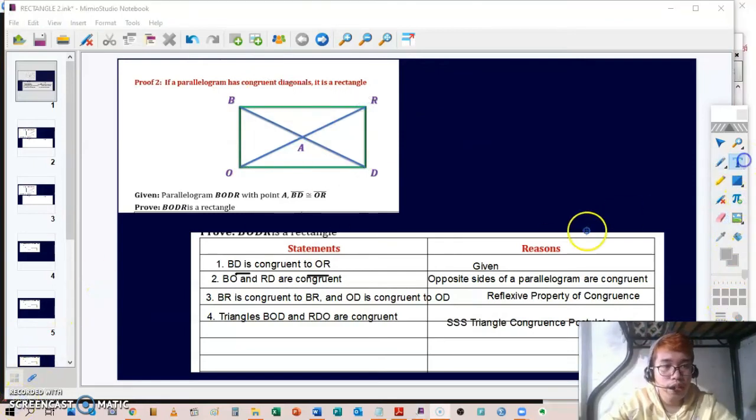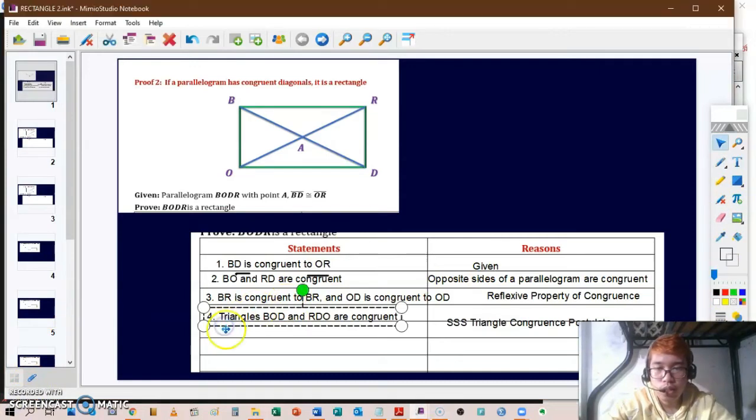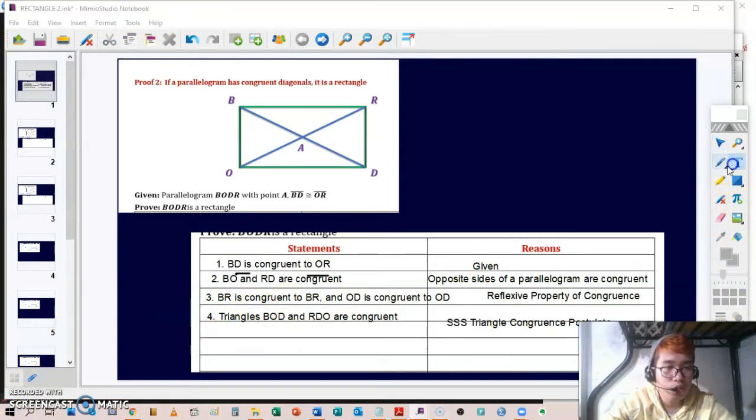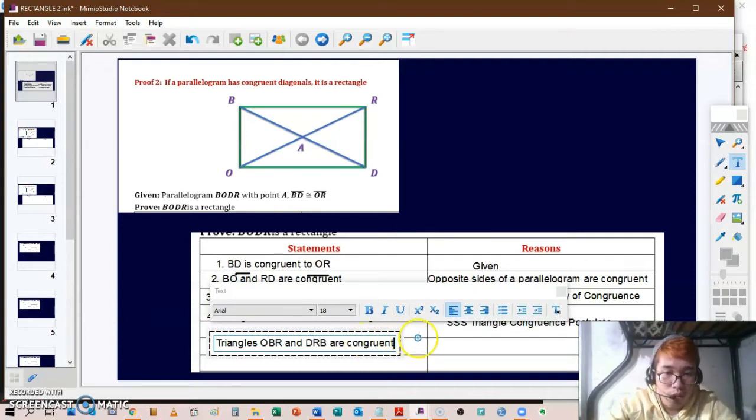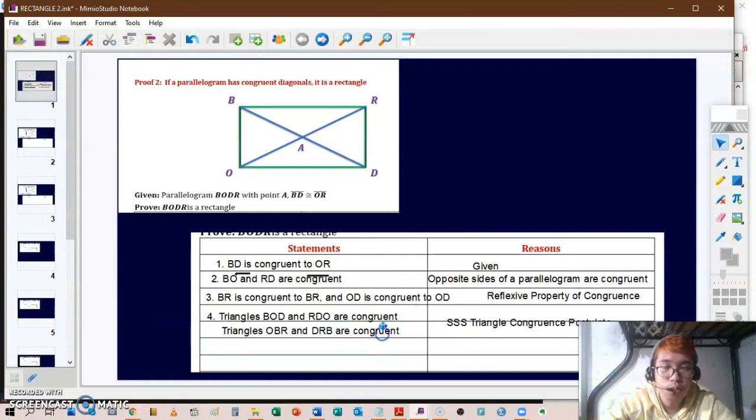And also using the SSS congruence postulate, as an extension of number 4, we can also say that triangles OBR and DRB are congruent, also through the use of the SSS triangle congruence postulate.